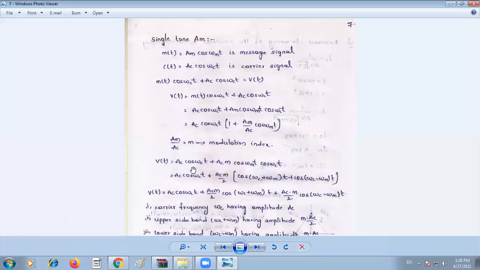Now v of t is equal to Ac cos omega c t plus Ac M cos omega m t cos omega c t. After the mathematical expressions, Ac cos omega c t plus Ac M by 2 cos omega m t cos omega c t is considered with the trigonometric cos C cos D formula, C plus D by 2 and C minus D by 2. That is cos of C plus D by 2 plus cos of C minus D by 2, that is omega c plus omega m t and omega c minus omega m t.